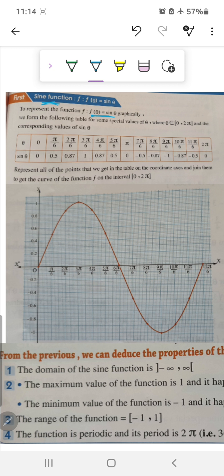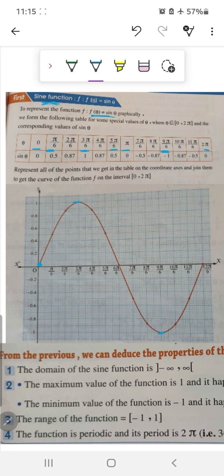first you must know the graph of sine theta. Sine theta starts from 0 and we have here a maximum value which is 1 and a minimum value which is -1. Okay, in special angles like 0, 30, 90, 150, pi which is 180, 2 pi which is 360, and 3 pi over 2 which is 270.